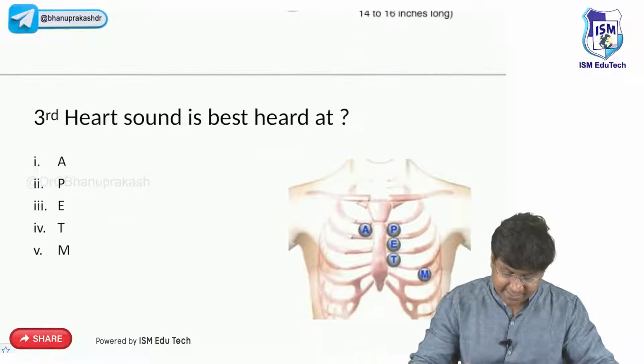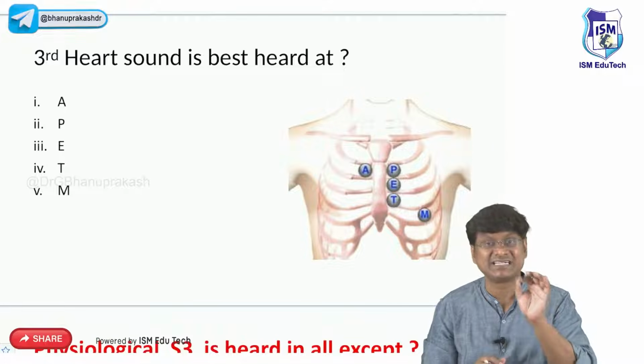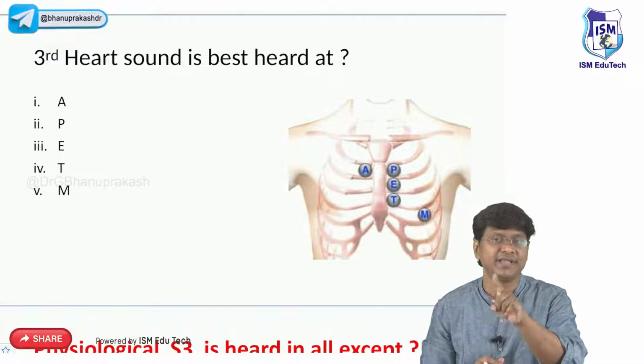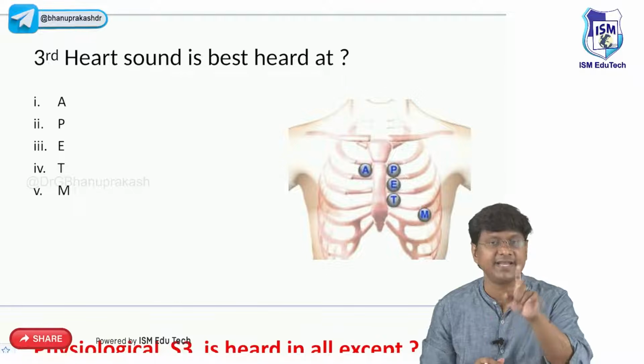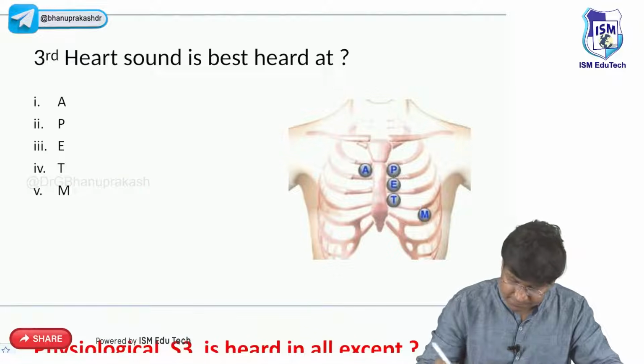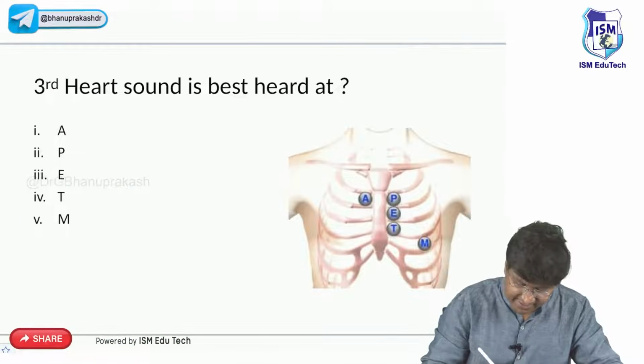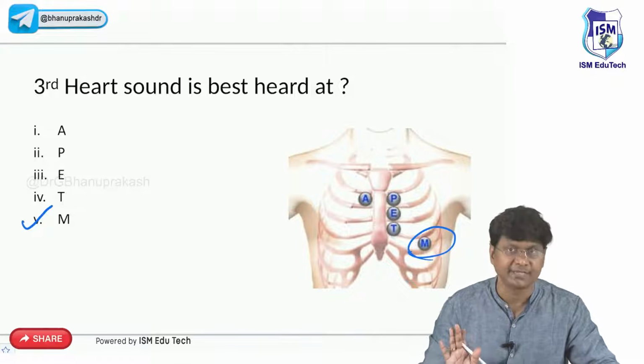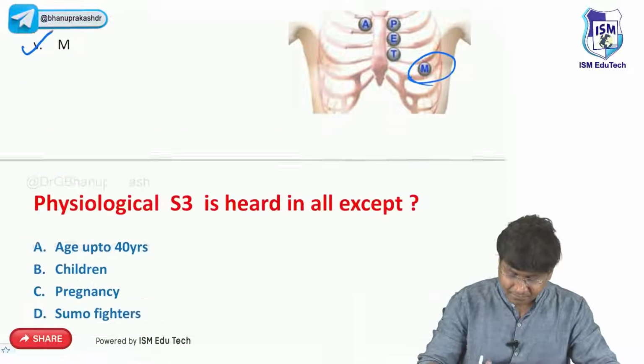a low pitched sound. Next, third heart sound is best heard at aortic area, pulmonary area, the mitral area and as well as tricuspid area. Remember, it is heard at the apex. That is the mitral area. Okay, it is heard at the apex. That is mitral area. Okay, right.